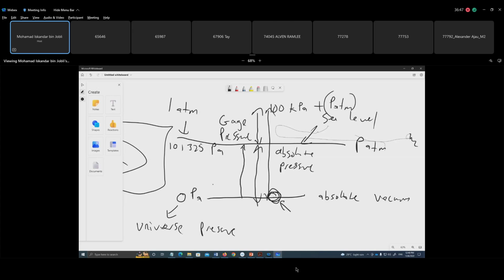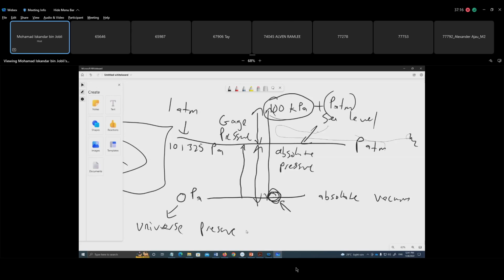Okay. Pressure from here to here is absolute pressure. It's actually 201325 this year. It's not 100 kPa. However, if you measure using the device, it's going to give you this value. It's not the real value of pressure. It's actually the gauge pressure, because it's measuring from the sea level, right? This is what we call gauge pressure.